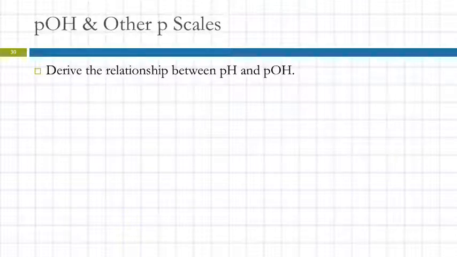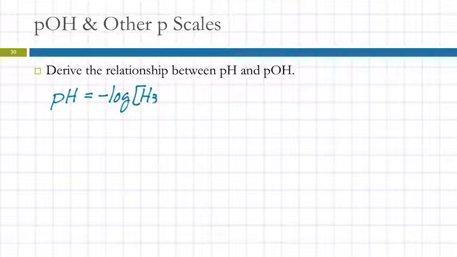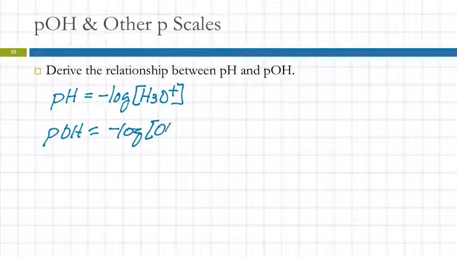And so I'm going to derive the relationship between pH and pOH. You do not need to know how to do this, but it's kind of cool. So what are the things we know? Well, we know the definition of pH, right? pH is the negative log of the hydronium ion concentration. And pOH is the negative log of the hydroxide ion concentration.